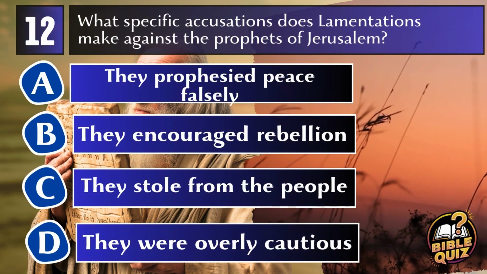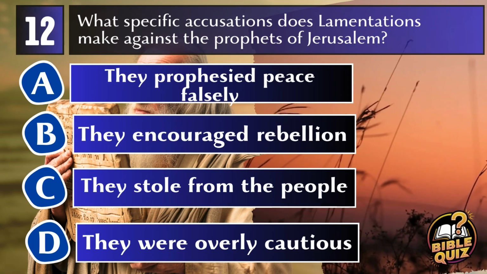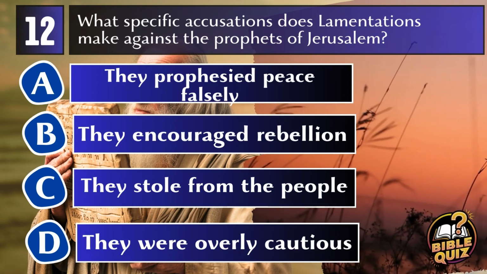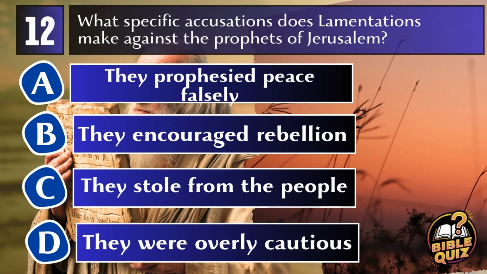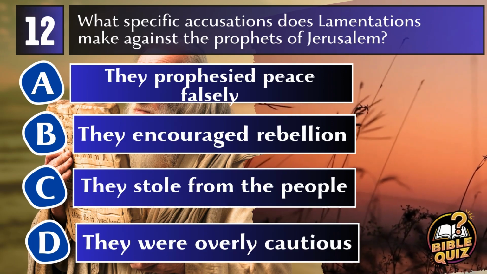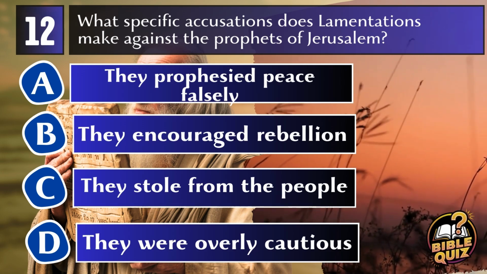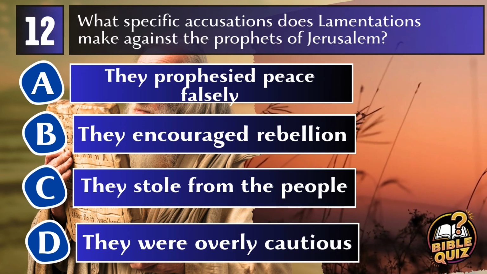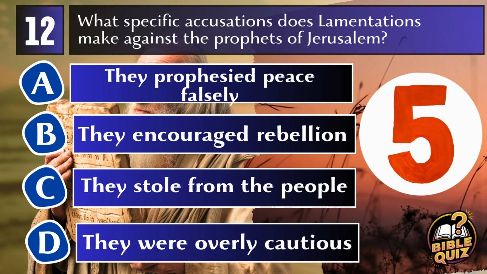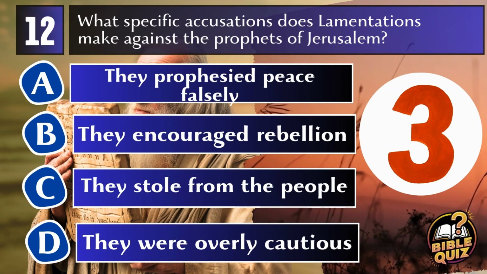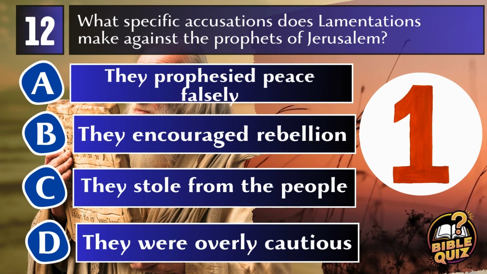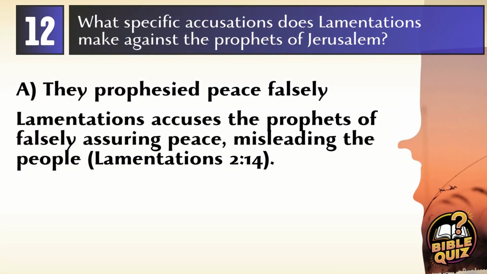What specific accusations does Lamentations make against the prophets of Jerusalem? A. They prophesied peace falsely. B. They encouraged rebellion. C. They stole from the people. D. They were overly cautious. Answer A. They prophesied peace falsely.